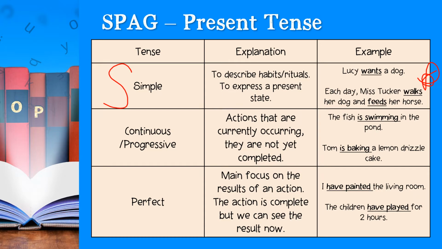Same again for the second example. We've got the children have played for 2 hours. That word have changes it from past simple tense to present perfect tense. It is completed and we're thinking about the result of it. That's the tricky one in this one to get your head round. But you just need to look out for that have.